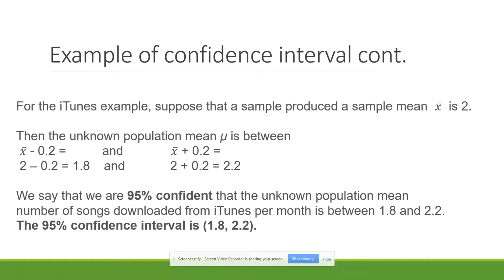So let's look at what we're going to do. Remember, we're going to say our sample mean is 2. So from here, the unknown population mean is between the sample mean minus 0.2, so 2 minus 0.2 gives me 1.8, and the sample mean plus 0.2, so 2 plus 0.2 equals 2.2. We're saying that we're 95% confident that the unknown population mean number of songs downloaded from iTunes per month is between 1.8 and 2.2. The 95% confidence interval is between 1.8 and 2.2.